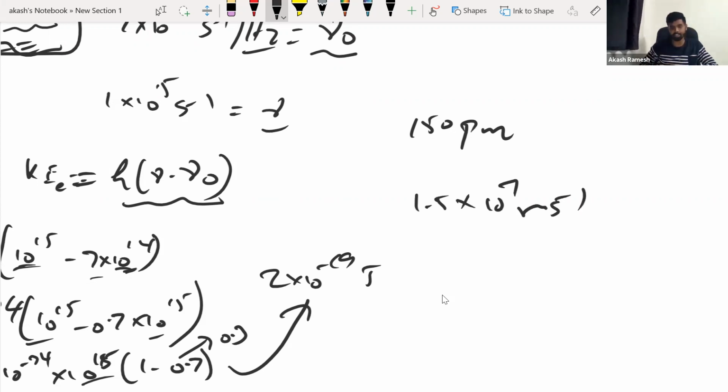Okay, an electron is ejected out with a velocity of 1.5 × 10^7 meter per second. Actually, there should be a comma after 1.5 × 10^7 meter per second. Put a comma, then find the binding energy of the metal.